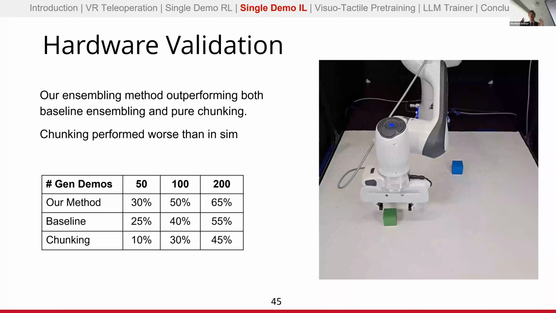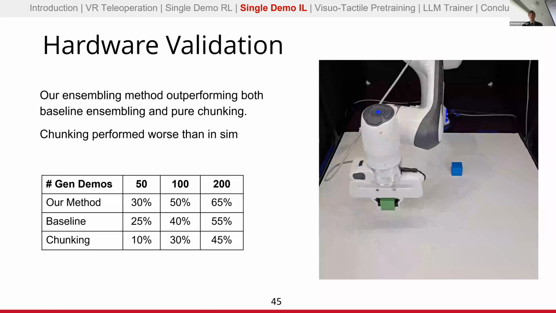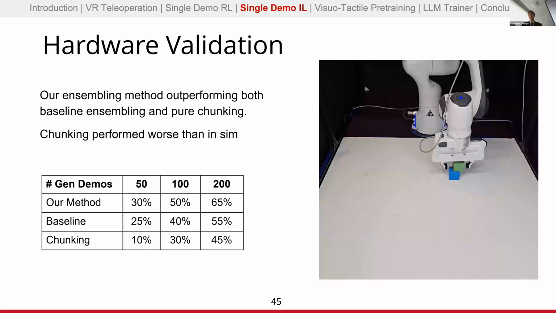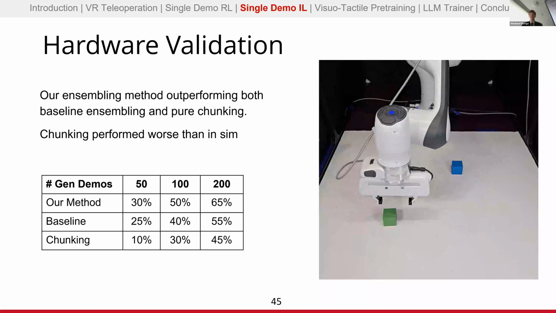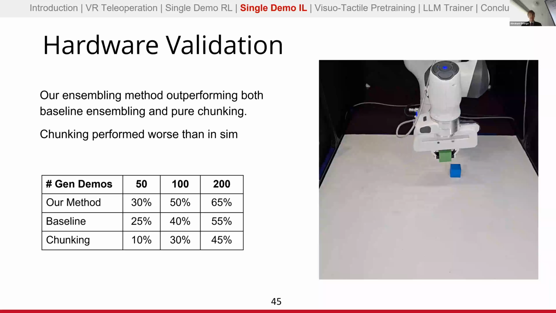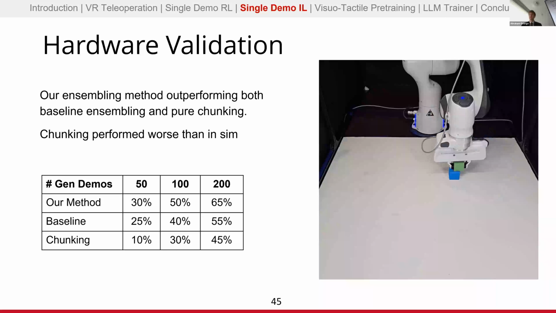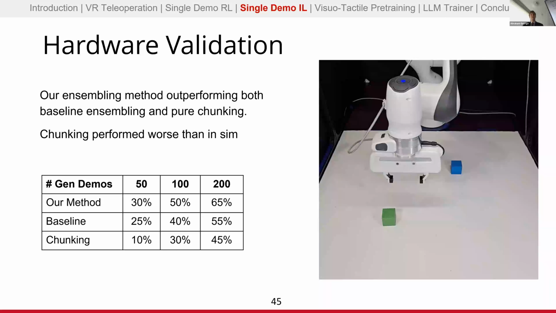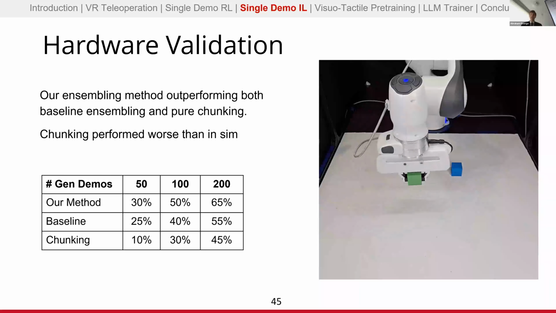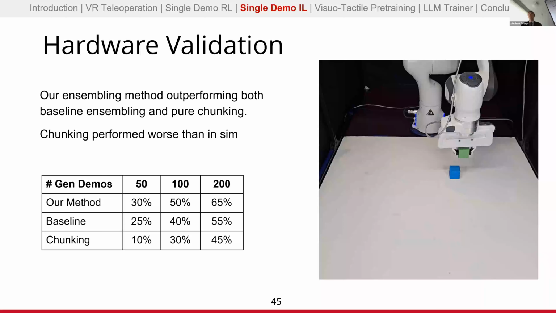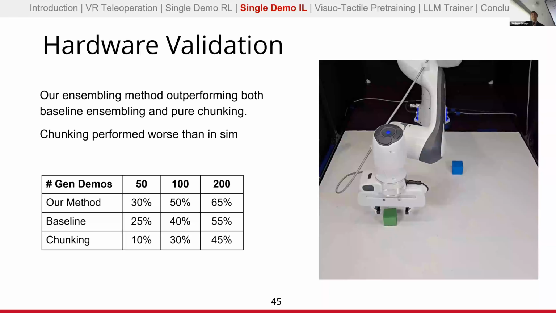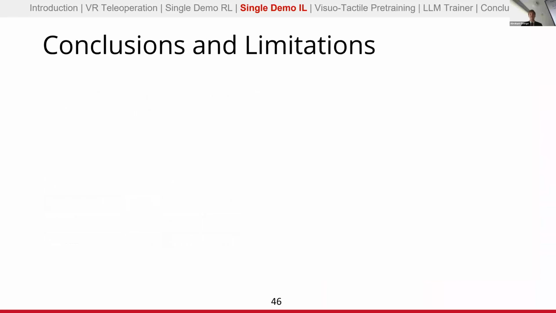And then finally, we did a hardware validation of our method. So doing a block stacking task here, we found that our method outperformed both baselines, so that's the ACT baseline and the chunking method. And interestingly, the chunking method worked significantly worse than baseline in hardware, where it worked roughly the same in sim. And this is because the chunking assumes that we're able to predict an action for a long period of time. But in the real world, we have a lot more unknowns. We have a lot more camera issues, etc., that will make predicting the whole sequence of actions and executing it more likely to fail.